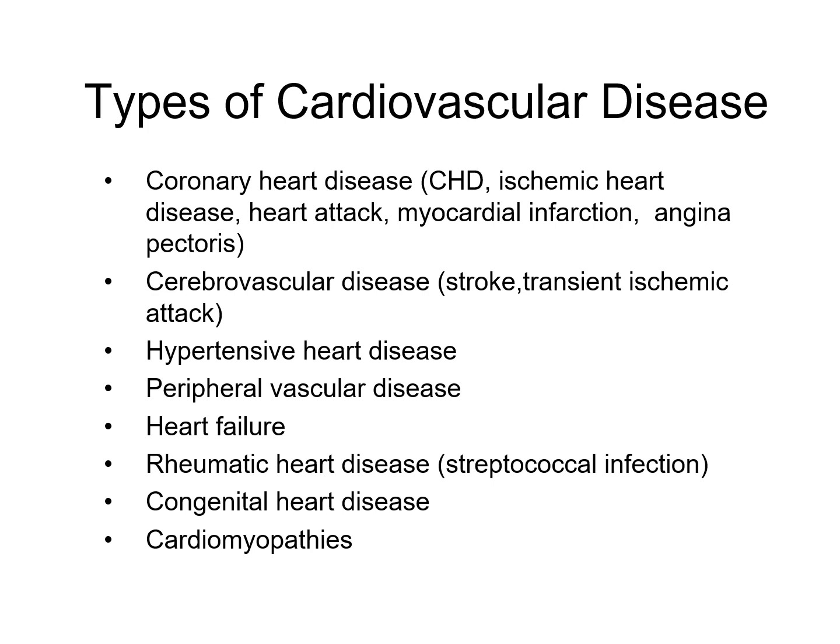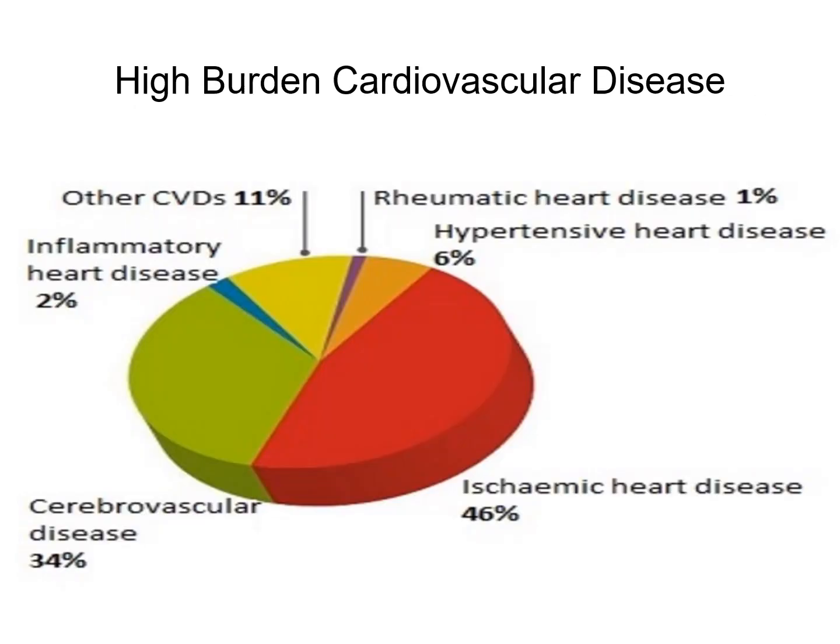There's a whole list of these diseases, but what we are interested in knowing about are those diseases which have high burden. Those cardiovascular diseases which have high burden, like ischemic heart disease, it's 46%. Cerebrovascular disease, 34%. Hypertensive heart disease or hypertension, 6%. Inflammatory heart disease, 2%. So we are mainly concerned with ischemic heart disease, cerebrovascular disease, and hypertensive heart disease.